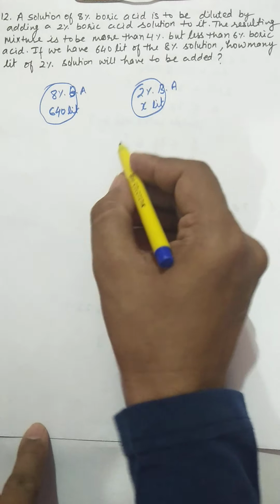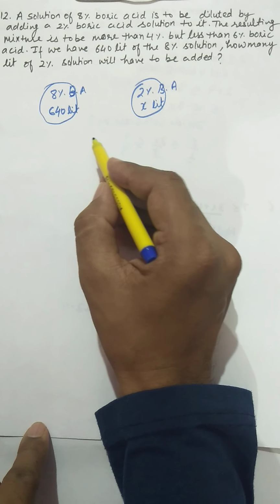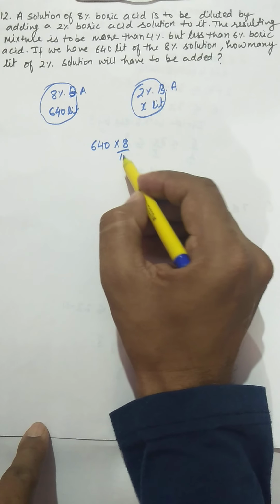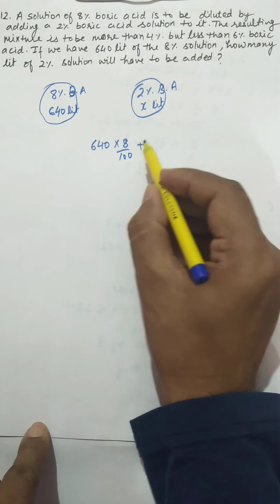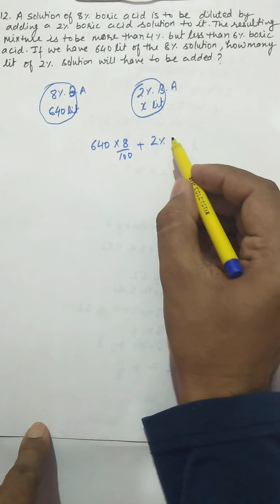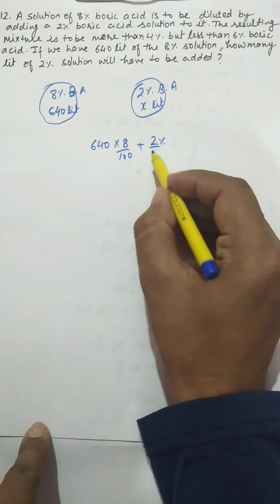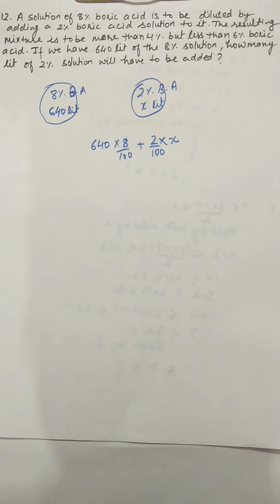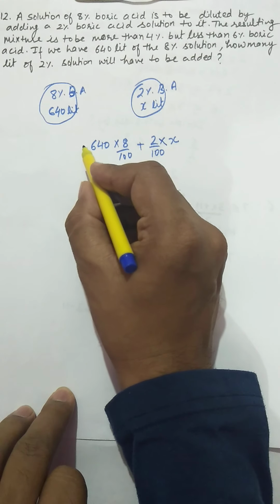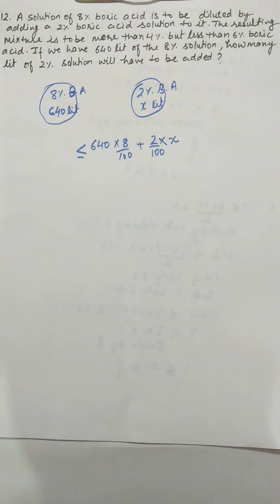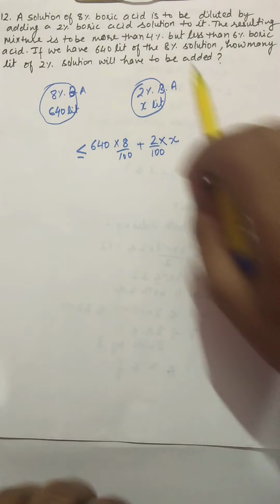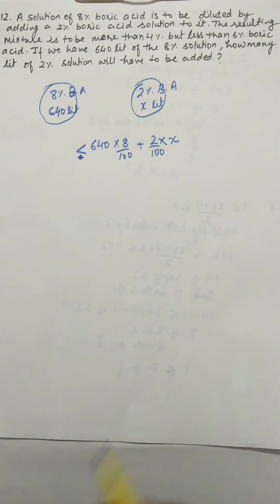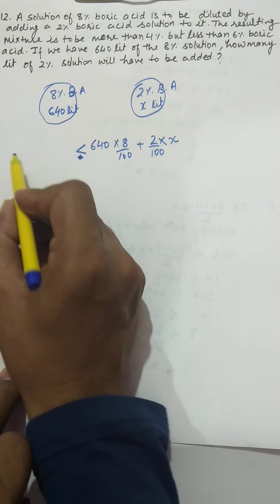in simplest form, like first you see how much boric acid we have. This is 640 liters, and 8% of this is our boric acid, plus 2% of x. This is the boric acid, and this boric acid should be greater than, let us read this, more than, it's not equal to, so this is greater than 4% of the resulting mixture.